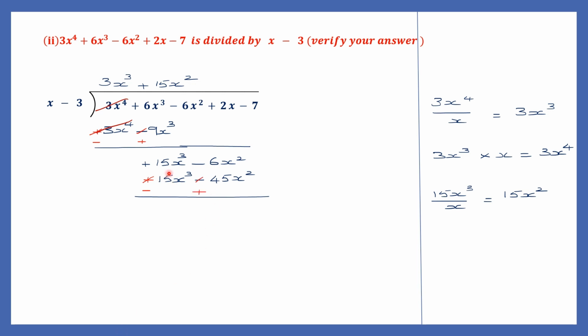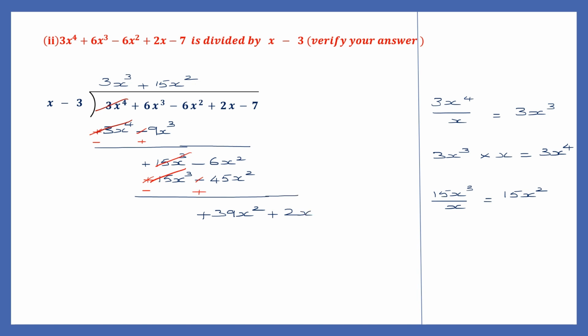Now here we have 15x cube and minus 15x cube, which will get cancelled. Then here, what do we have? Here signs are different, so we put the sign of the bigger number, plus, and we subtract 45 minus 6, which is 39x square. Now we bring down the next term, which is plus 2x. We have to put it down here. So let's write that. So that will be plus 2x.